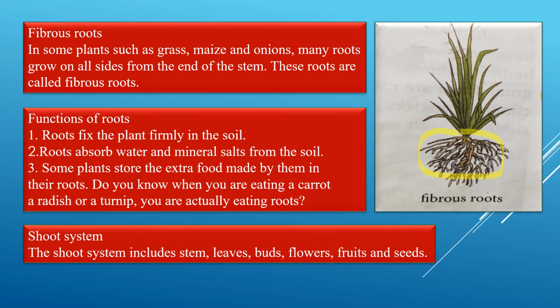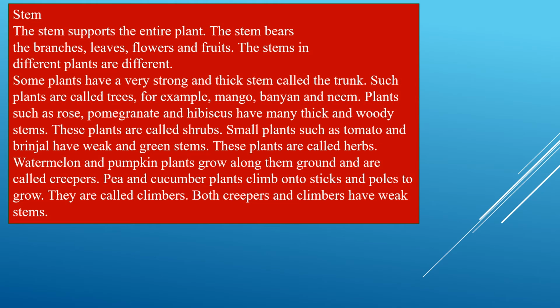Then the shoot system. The shoot system includes stem, leaves, buds, flowers, fruits and seeds. What is said here? The shoot system includes leaves, stem, buds and fruits also. So let's learn about stem.